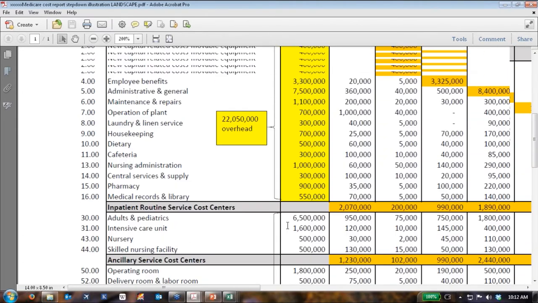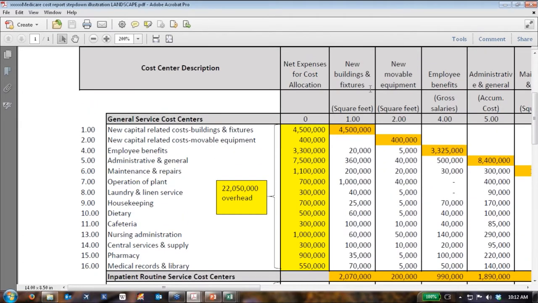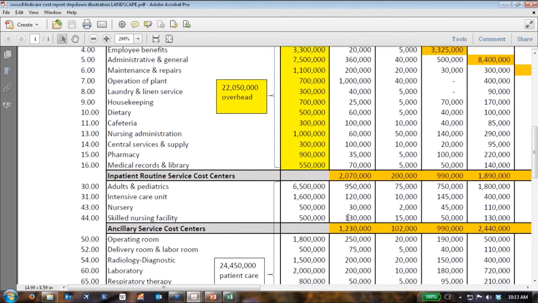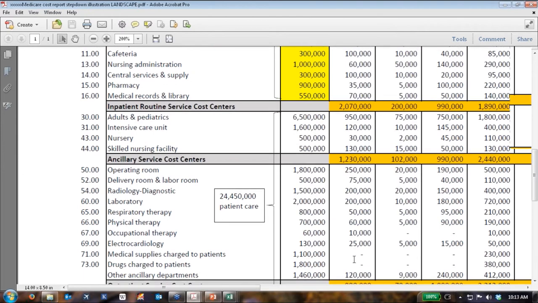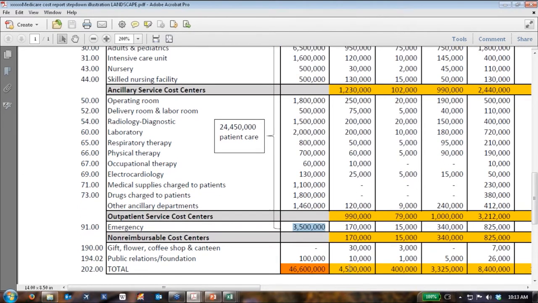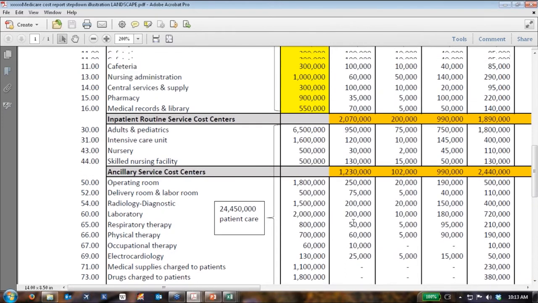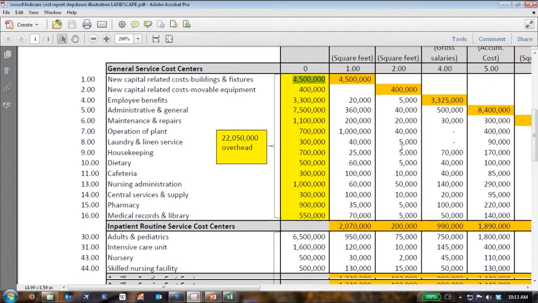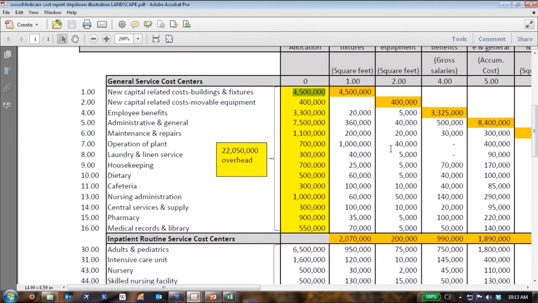So how does this work? It's a step-down mechanism that says the first line item, which is new capital related costs, gets allocated on a basis of square feet, first to the other overhead departments depending on their use of square feet, and then based on square feet usage to these other departments down below. Okay, so that's to the tune of $4.5 million. That's $4.5 million that showed up here. That number has now been completely allocated downward to first the other overhead departments and then to the revenue producing departments. And you move along that way.